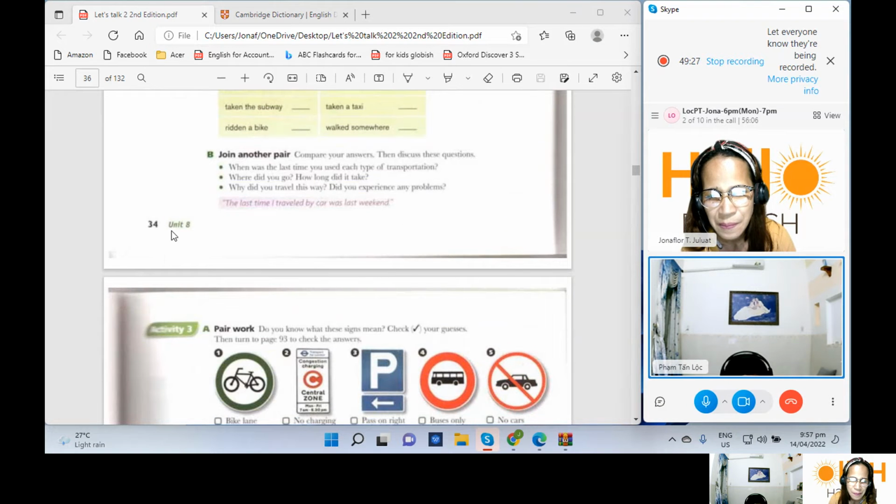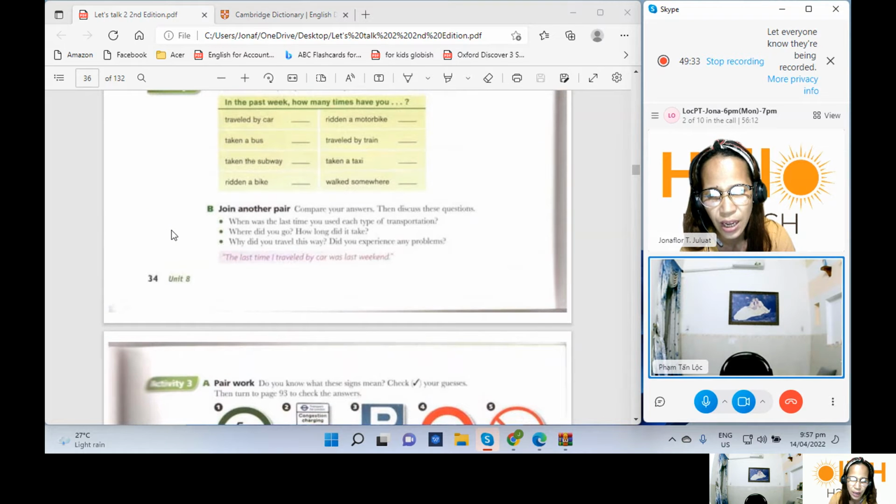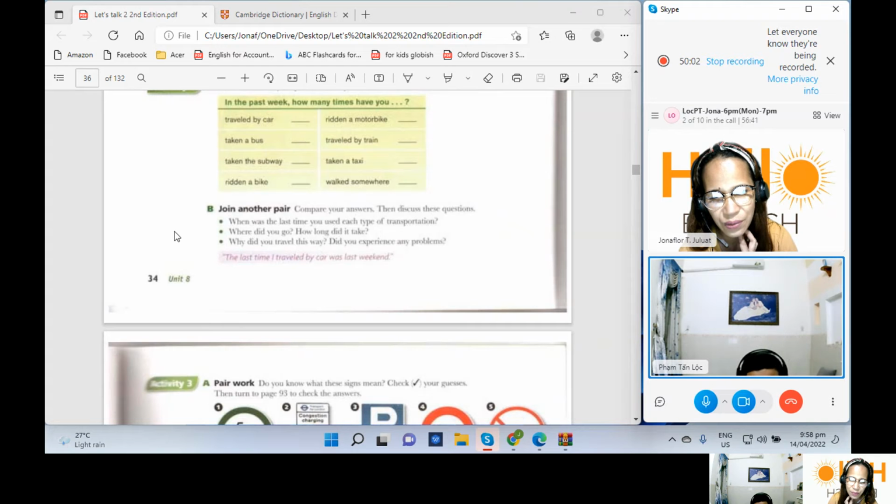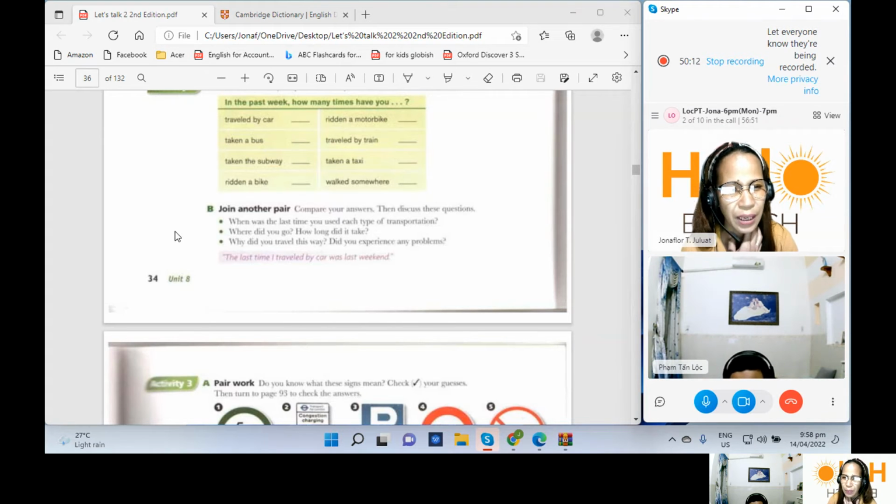Okay, so when was the last time you used each type of transportation? When was the last time? Riding your bike is every day, or today, right? Yes. Did you ride a bike today? Yes, I rode a bike today. Okay, so where did you go? Going to school? Yes, I went to school and I also went to my friend's house. So how long did it take to travel by bike?